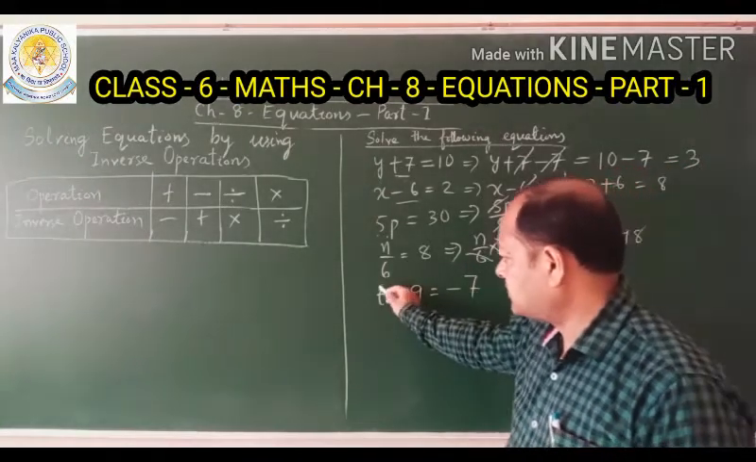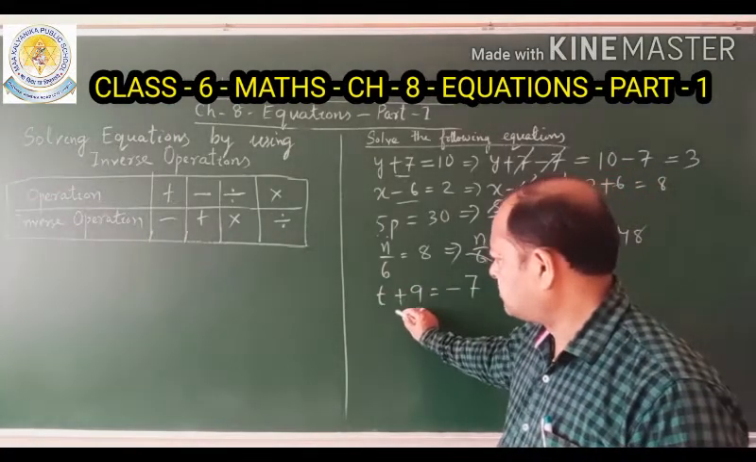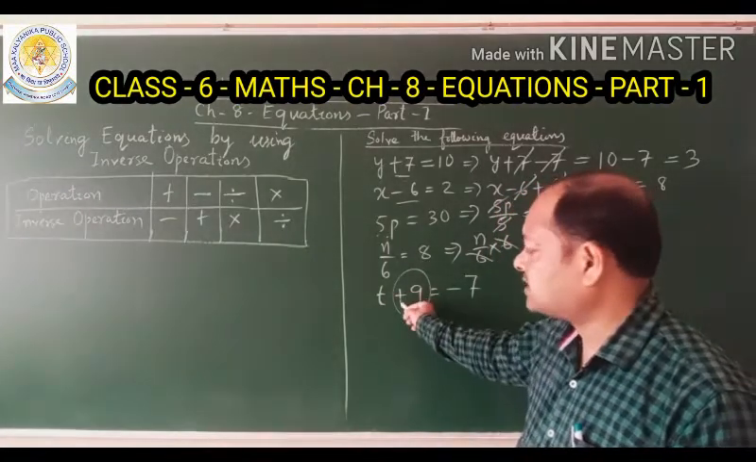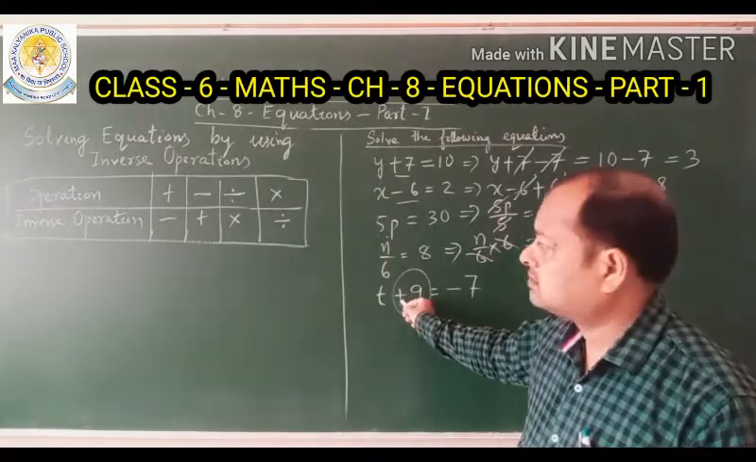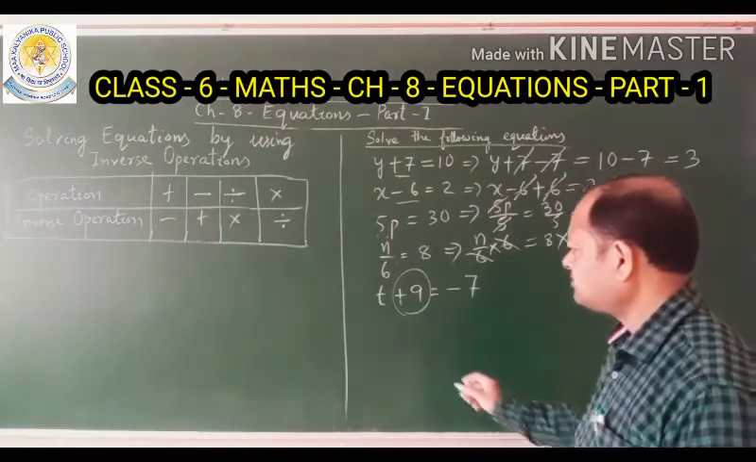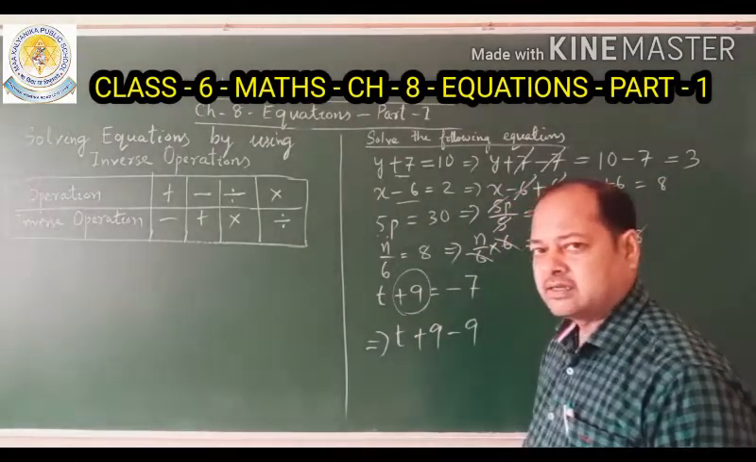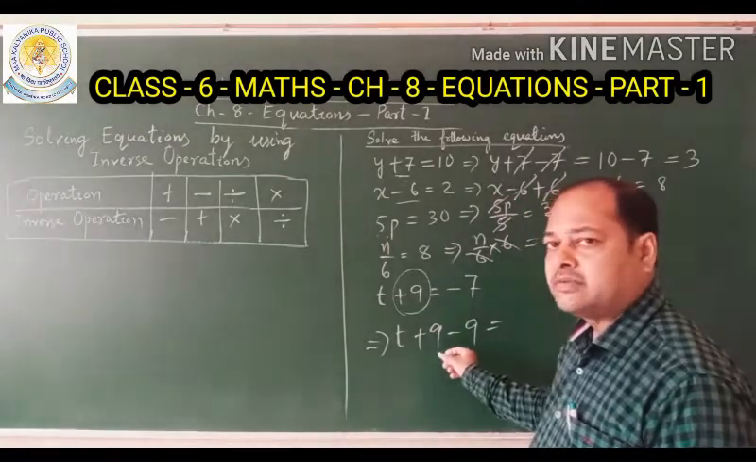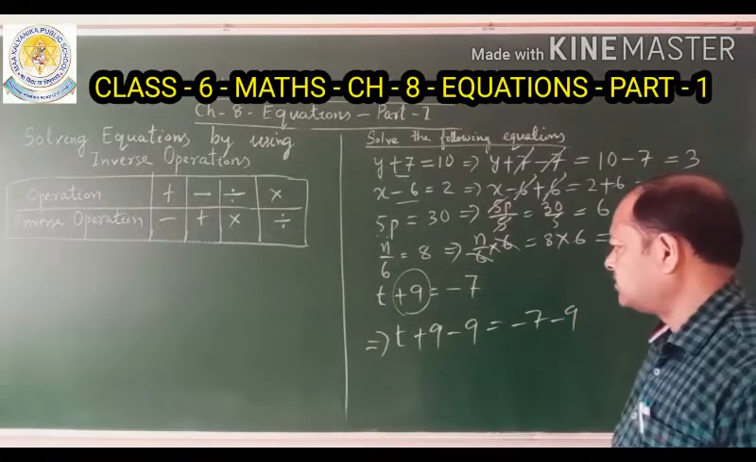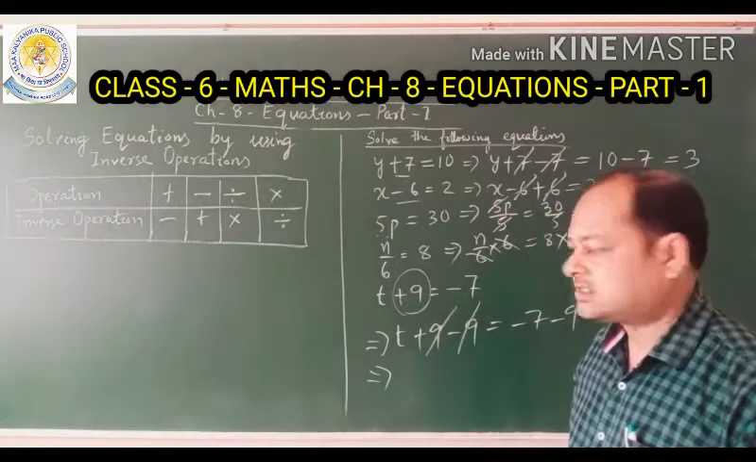Look at this example, t plus 9 equal to minus 7. Here the plus 9 is attached to t. So what is the inverse operation of plus? That is minus. So we have to do minus 9 here. Same minus 9 will be added to the right hand side also. That is minus 7 minus 9. Plus 9 and minus 9 are cancelled.